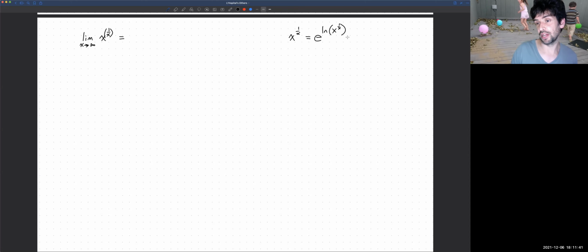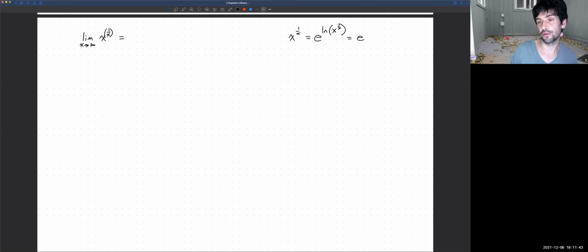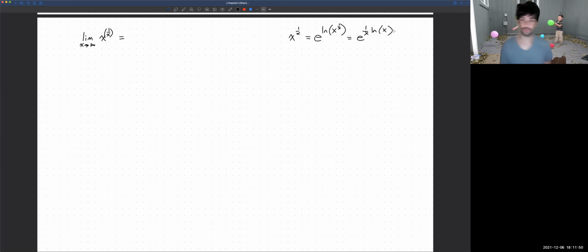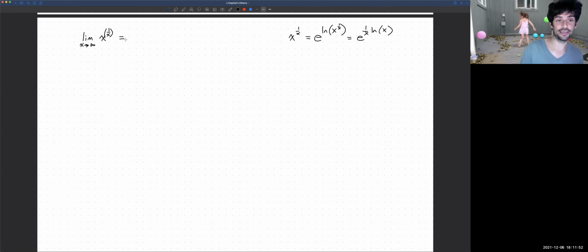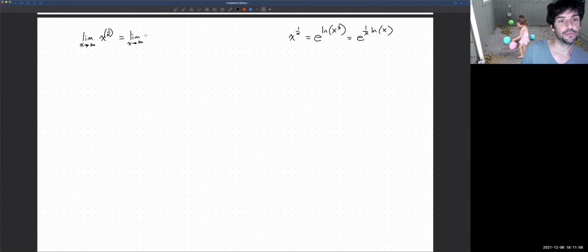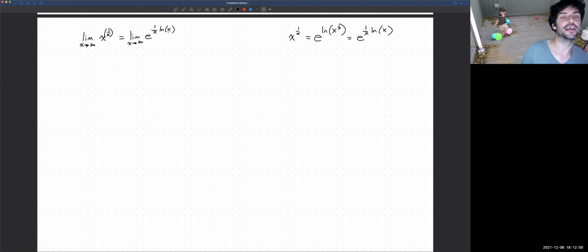We're also going to apply a property of logarithms that lets us take this exponent out to the front. So we're going to replace our expression with e to the 1 over x natural log of x.